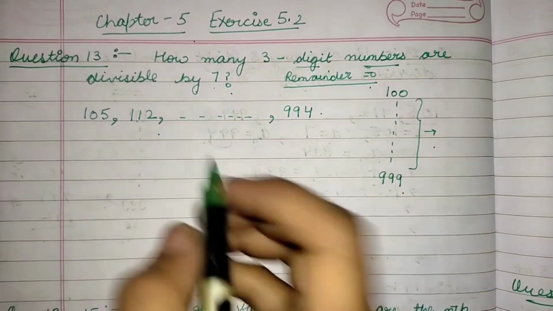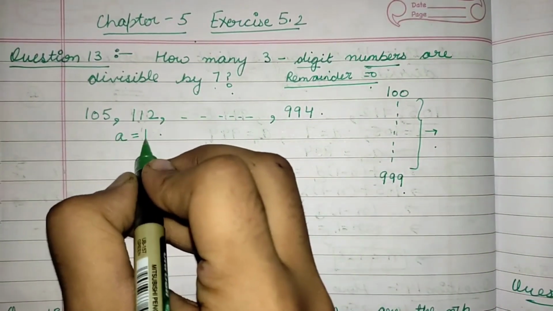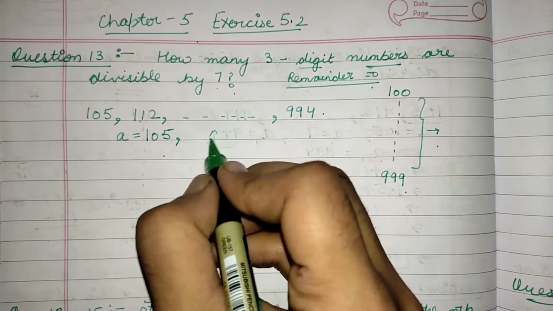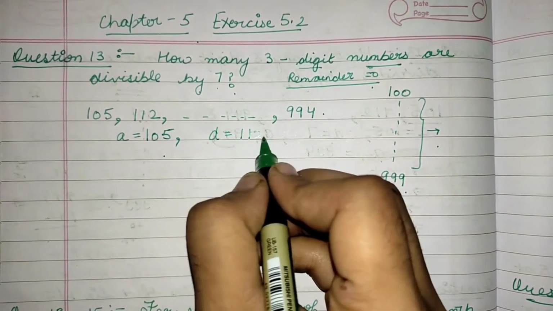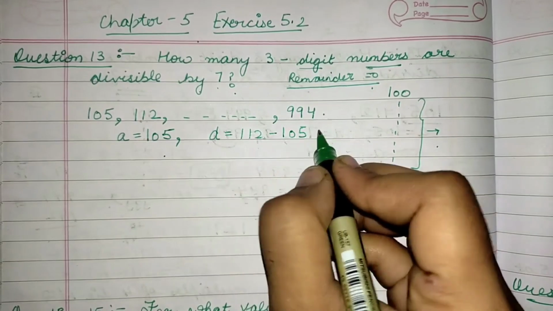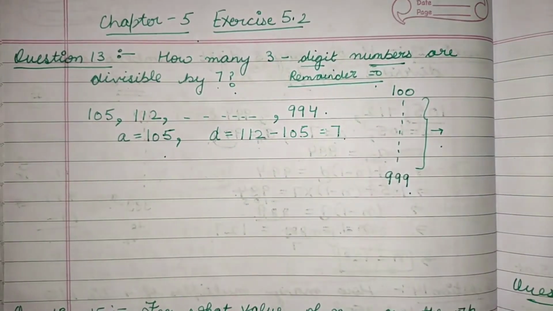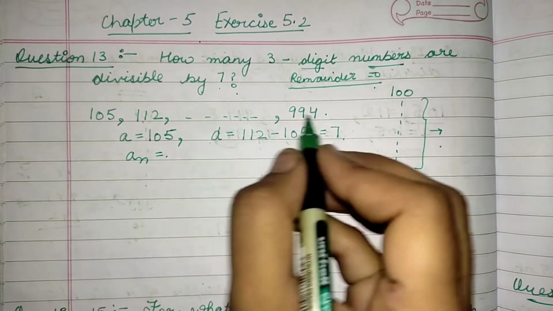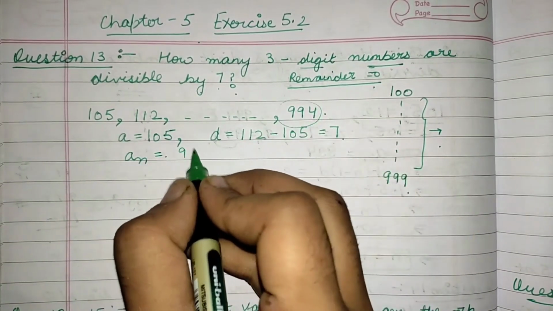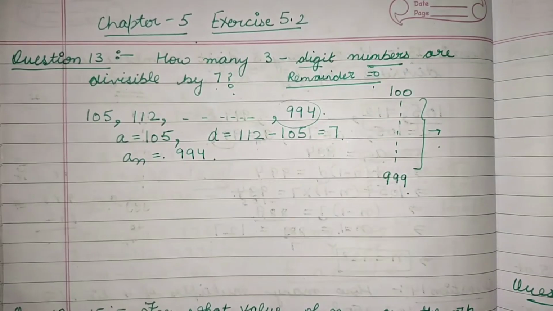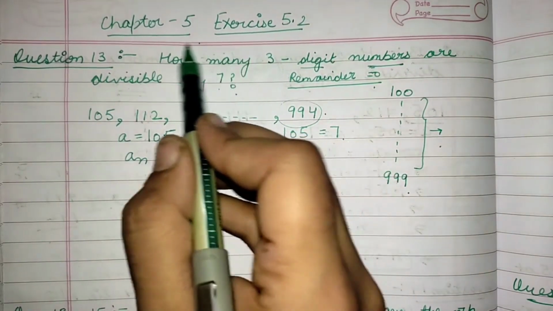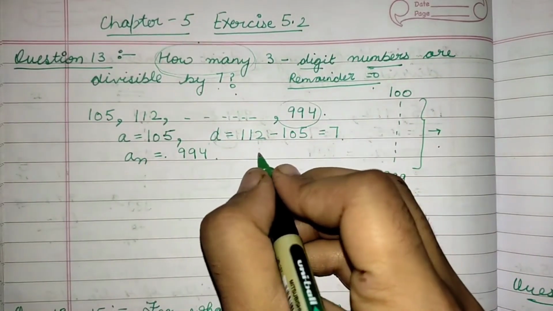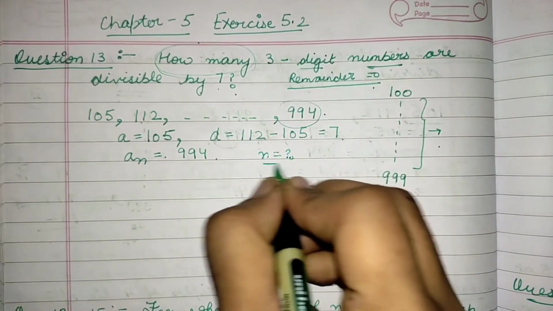Okay, so now you know the first term of your AP. First term is 105, and then the common difference is 112 minus 105, which is equal to 7, right? And the nth term of this AP is equal to 994. So we have to find out how many, meaning we have to find out the count, meaning the value of n.